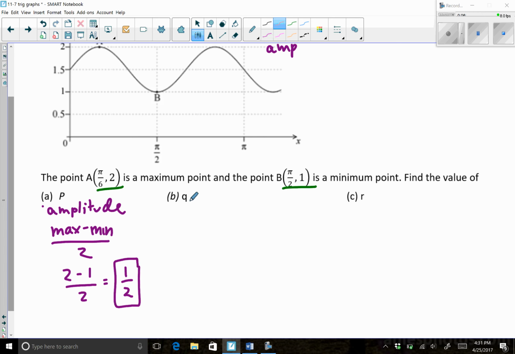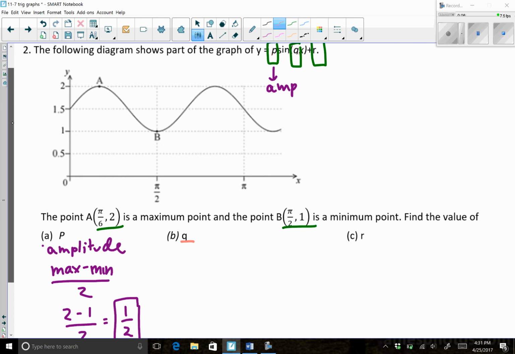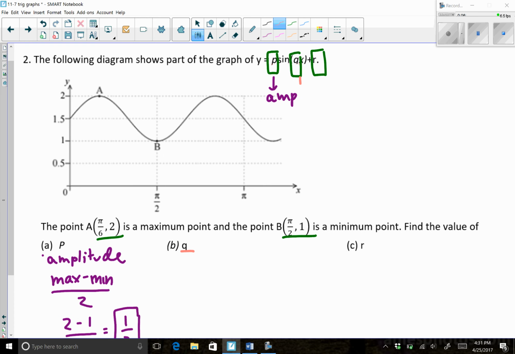In the next part, they're asking for q. If you look at where q is in the formula, because q is the coefficient of x, they're directly asking us for the frequency of the curve. Frequency, remember, is how many times my cycle occurs between 0 and 2 pi. The graph they're giving me only goes to pi. So whatever my answer is for frequency when I'm counting on this curve right now, I'm going to have to remember to double that, so it's 0 to 2 pi.